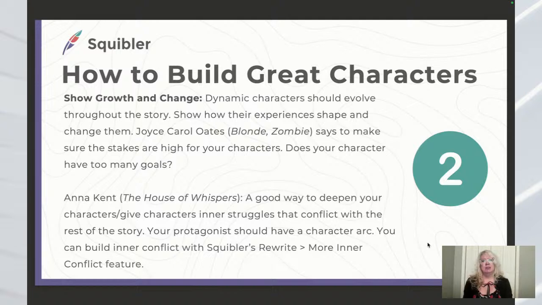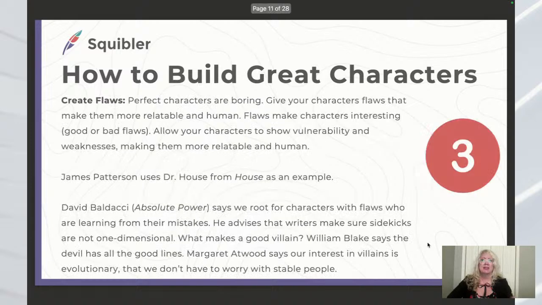Anna Kent says that a good way to deepen your characters is to give characters inner struggles that conflict with the rest of the story. And your protagonist should have a character arc. You can also build inner conflict with Squibbler's rewrite function. You can use the more inner conflict feature if you're writing something that involves a lot of interiority for a character, a lot of inner thinking.